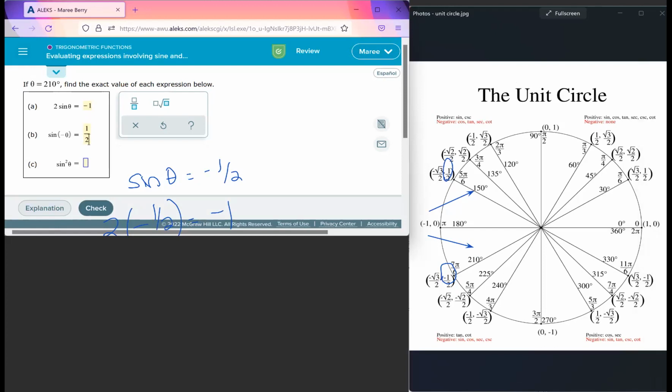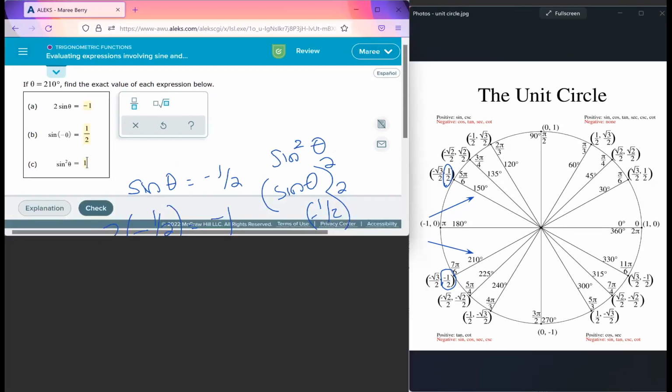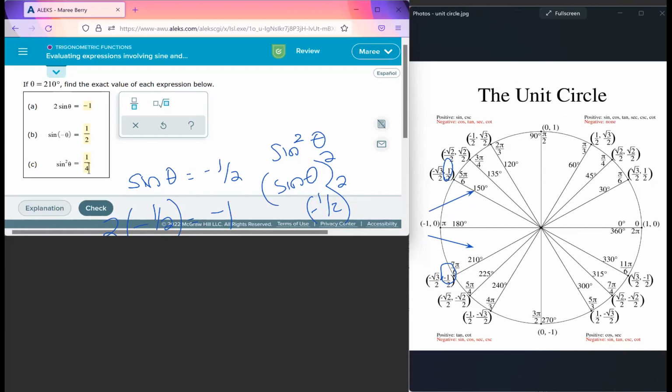Okay, and then the last one says sine squared of theta. So sine squared theta is the same thing as sine theta squared. So we're going to take negative 1/2 and square it, which will give us a positive 1/4. One divided by 4.